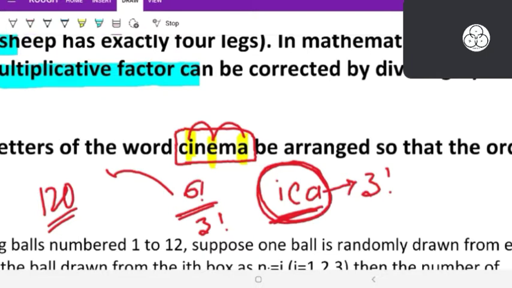When we are doing this 6 factorial, we are also including the different arrangements of IEA. There are 6 possible arrangements of IEA, 3 factorial arrangements of IEA, which is equal to 6.